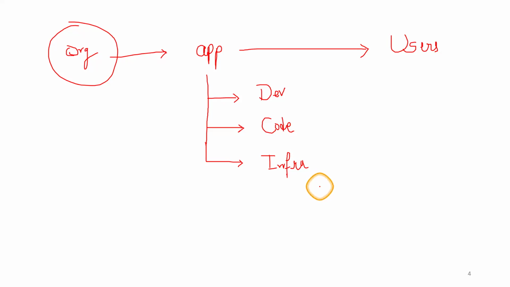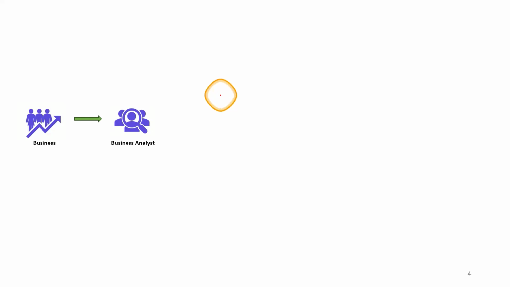Let me tell you how a traditional working model works for creating an entirely new application. Assume that an organization wanted to create a new application. A business team comes up with a requirement for the application. Then a business analyst gathers the needs from the business, analyzes them, and converts them into a set of high level technical requirements.